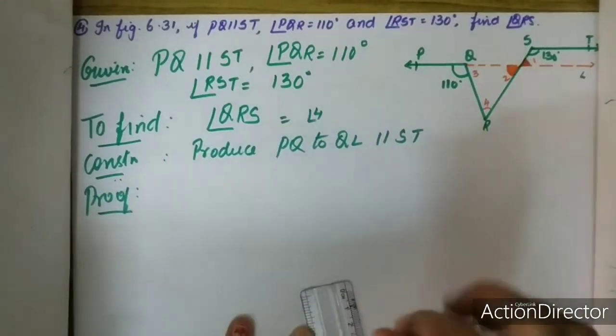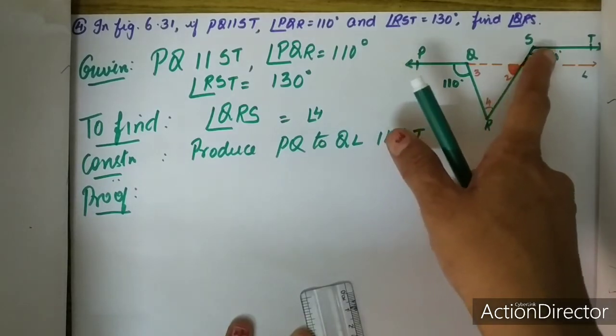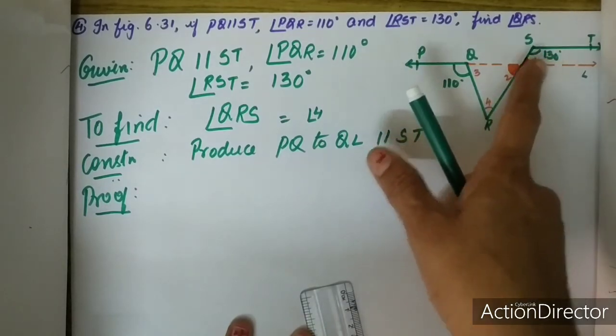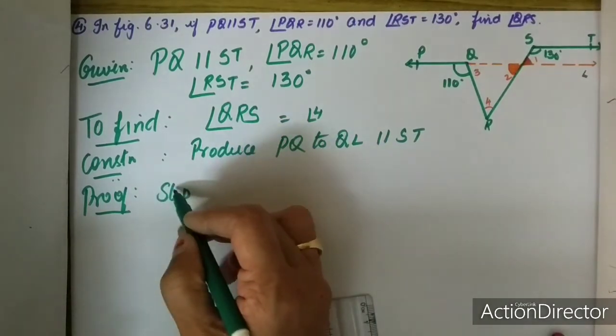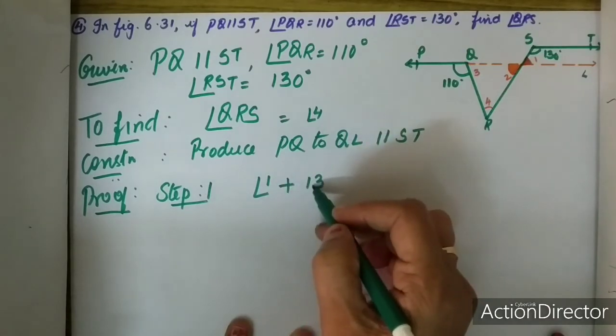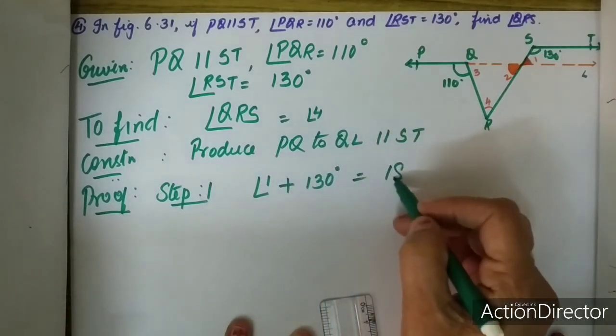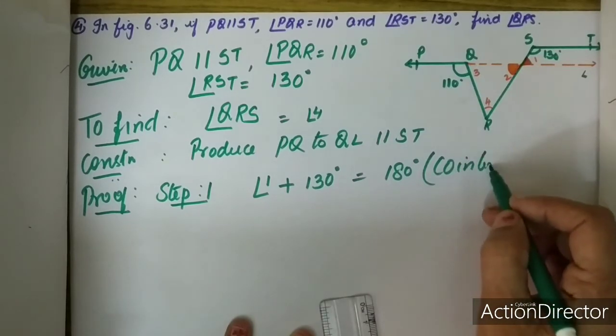So in the figure you can see I named this angle as angle 1. Can you say the relationship between angle 1 and 130 degree? Yes, step 1 you write: angle 1 plus 130 degree is equal to 180 degree, in bracket co-interior angles.